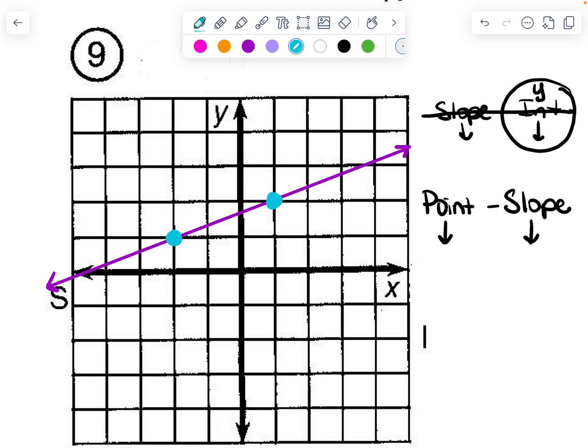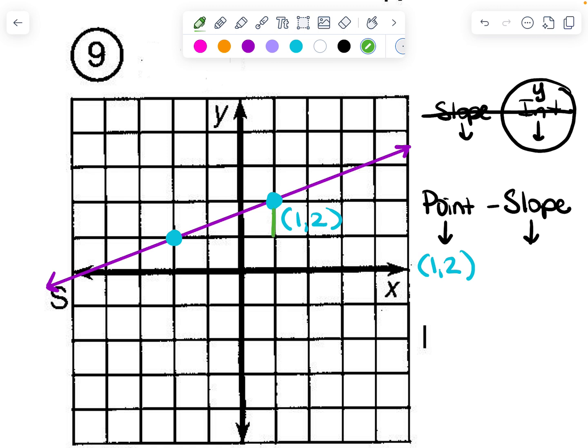Okay, so the location of that point is 1, 2. Its x is 1, and its y value is 2. Always alphabetical, x, then y. So the point that I'm picking is 1, 2. It looks pretty convenient. And now I'm going to find the slope. The slope is how you get from dot to dot, and I'm just going to draw a triangle.